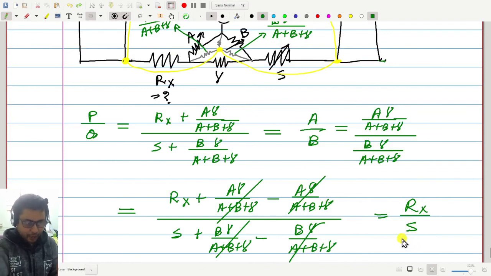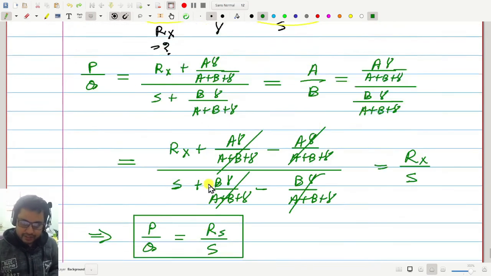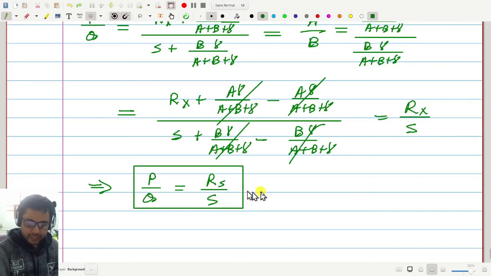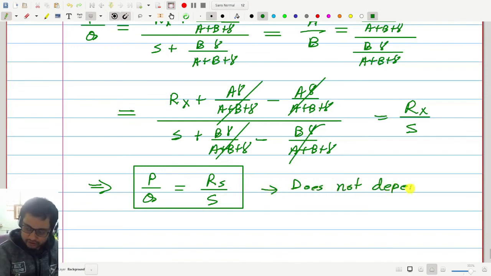The nice thing about maintaining P by Q equal to A by B is that our balance condition does not depend on this resistance gamma. If we do not make sure P by Q equal to A by B, we may still get a balance, and then if we derive the balance condition, the balance equation may have gamma. But here the equation finally does not depend on gamma. This is the nice thing.